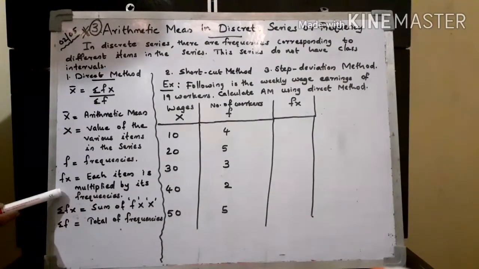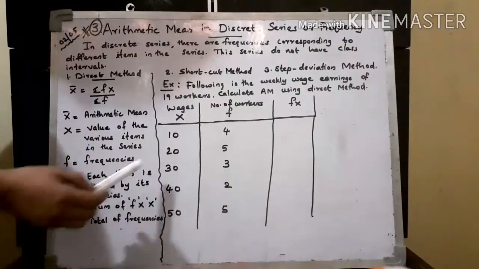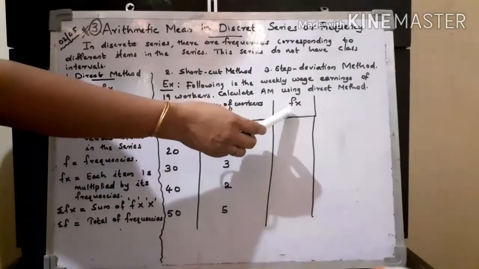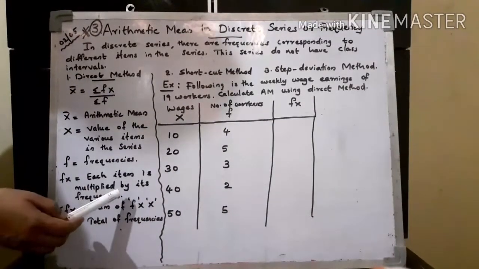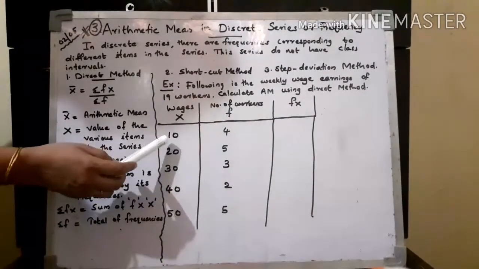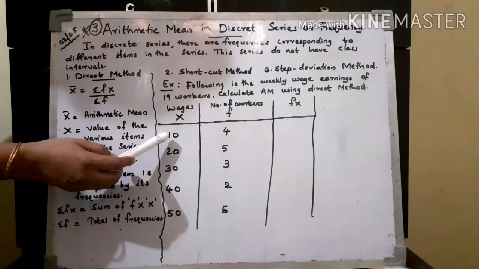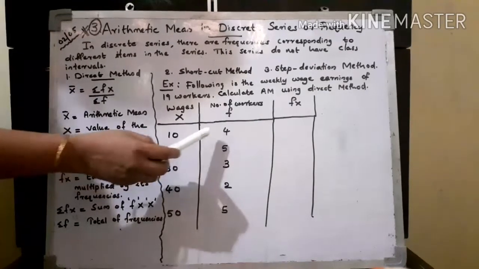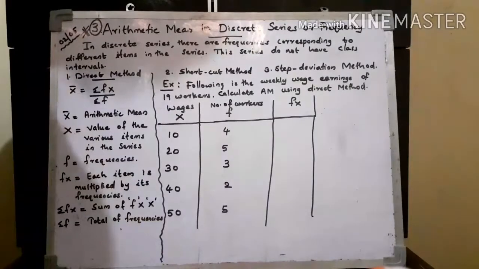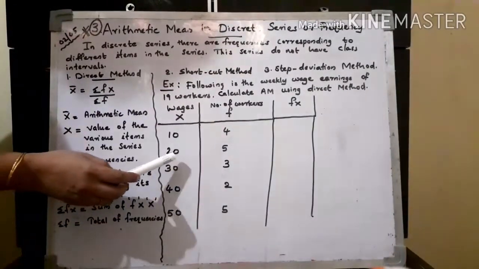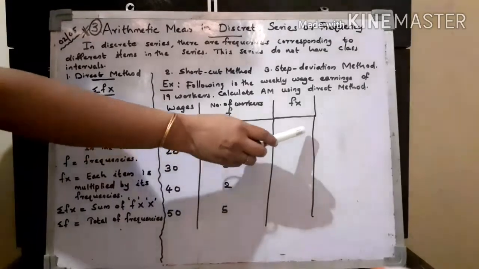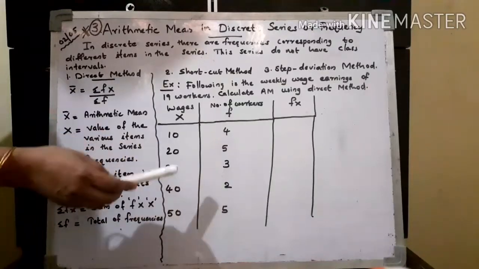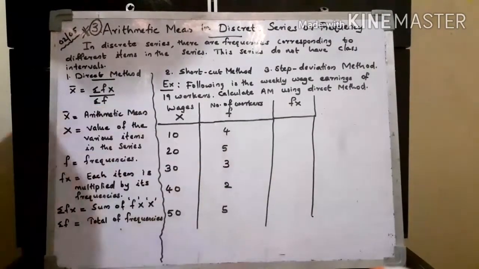Then fx. Fx means multiply frequency with a variable, then you will get fx. Each item is multiplied by its frequency. First item or first variable 10, multiplied with the corresponding frequency 4. Then 10 into 4, 40. That is fx. Second variable 20, 20 into 5, that is 100. In this way, for each item you multiply x and f.